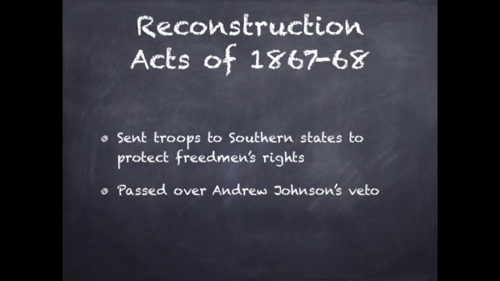The Reconstruction Acts were designed to enforce the Civil Rights Act, pretty much. And so they sent the troops down there and divided the whole South up into these military districts to make sure that the black codes were minimized and that the freedmen were actually free. Again, Johnson vetoed this legislation, and it was passed over his veto.